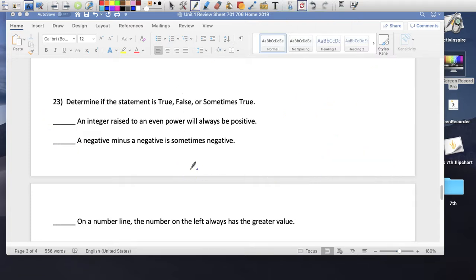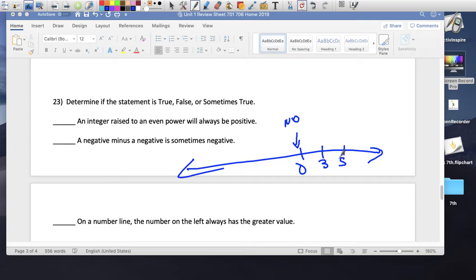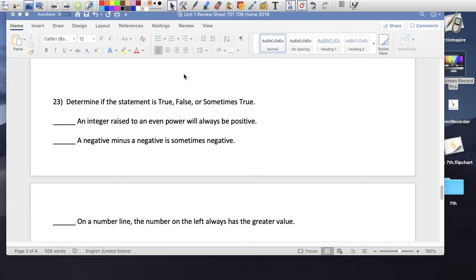On the number line, the number on the left always has a greater value. Let me pick two numbers. Well, if I pick between 0 and 3, 0 is on the left. Is that greater? Let's try 3 and 5. Which one's on the left side? 3 is. Is that greater? No. So this one is false. And you already knew that because you know that the number on the right is obviously bigger.